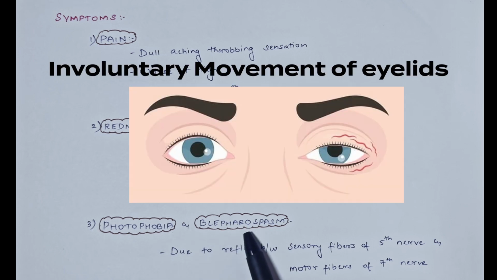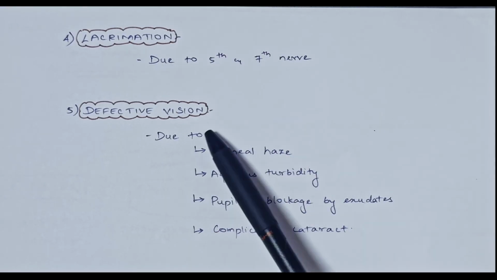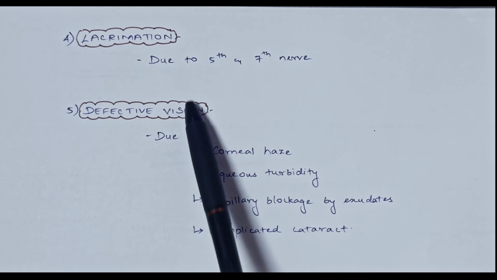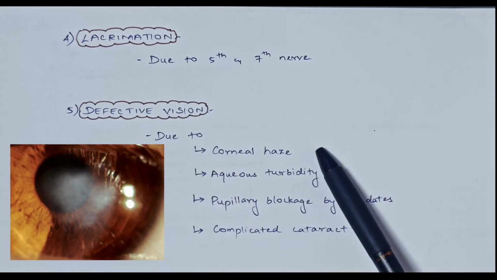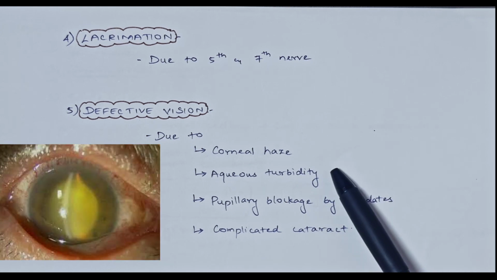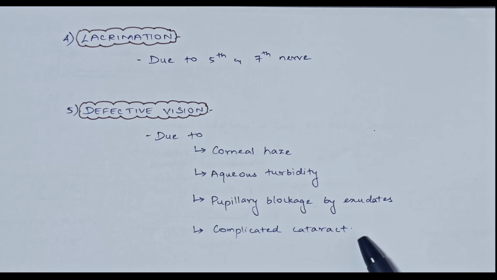Photophobia and blepharospasm. This is due to the reflex between sensory fibers of fifth nerve and motor fibers of seventh nerve. There can be lacrimation and defective vision. Lacrimation is due to involvement of fifth and seventh nerve. Defective vision may be due to corneal haze, aqueous turbidity, pupillary blockage by exudates, complicated cataract.